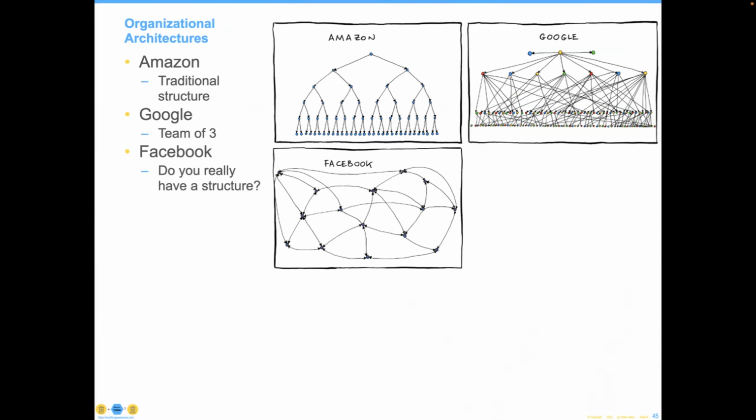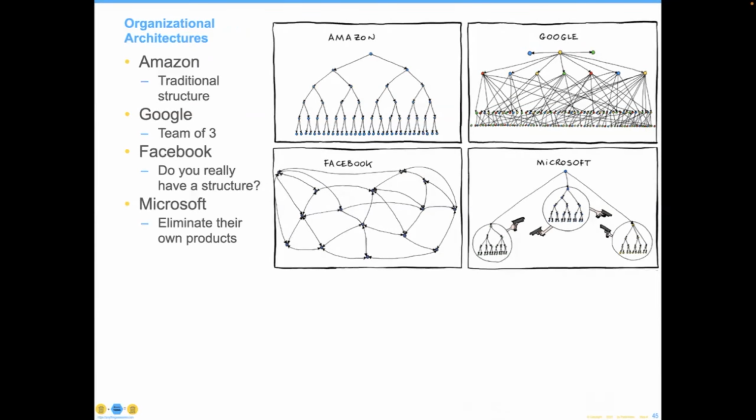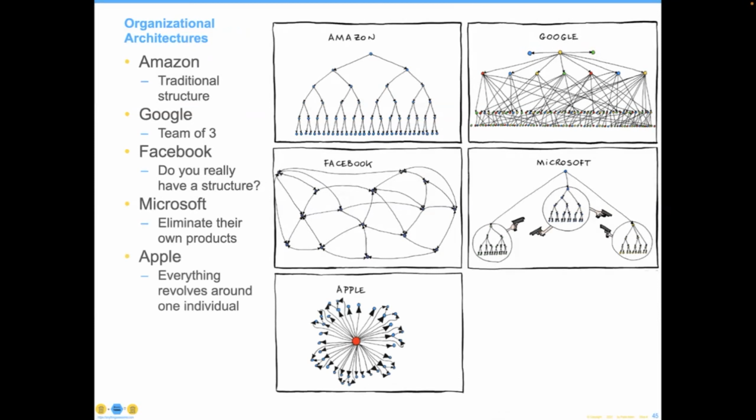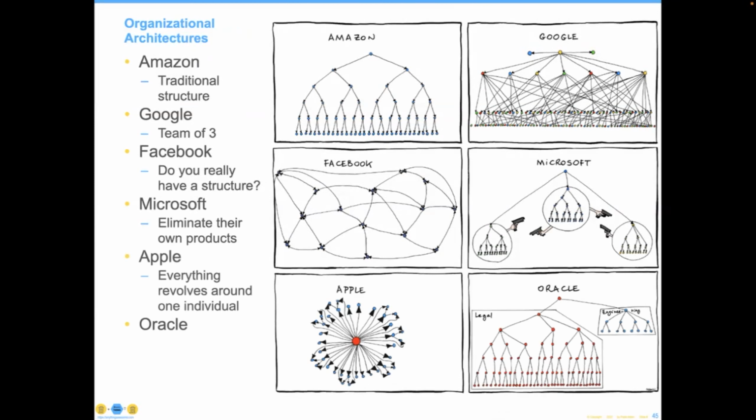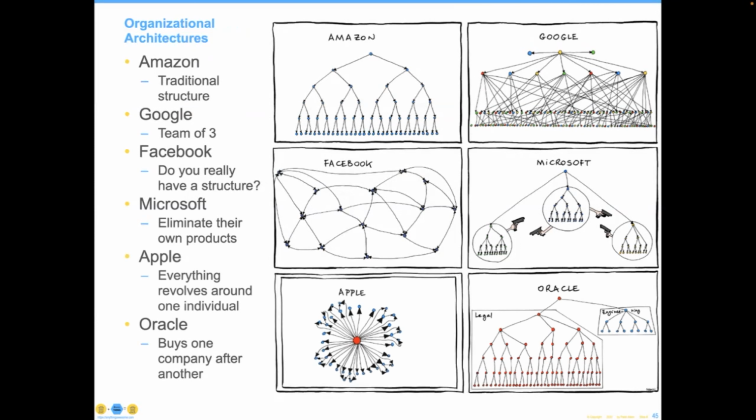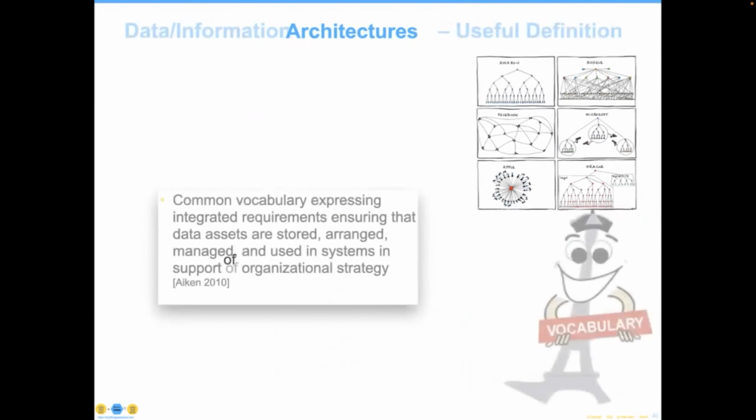Wow, Facebook, do we really need a structure? Microsoft, again, eliminating their own products. Apple, everything's revolving around one individual, and Oracle with a much larger legal team than an engineering team. And the reason for doing that is because you can identify with these things and understand how they come into play very, very easily.